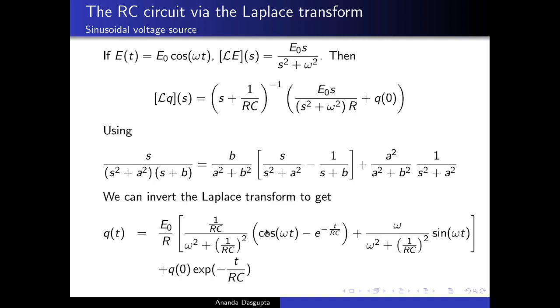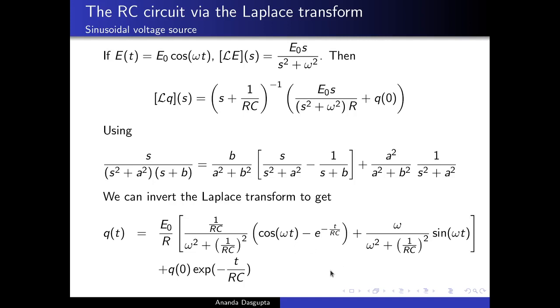I'm not going to tell you all the detailed steps of going from here to here, but actually I've already told you everything. This s by s square plus a square is what gives you the cos omega t, minus 1 by s plus b, where b is 1 by rc, is exactly what gives you this, and so on. So these are pretty easy to figure out. I will not insult your intelligence any further by telling you how to work this out.